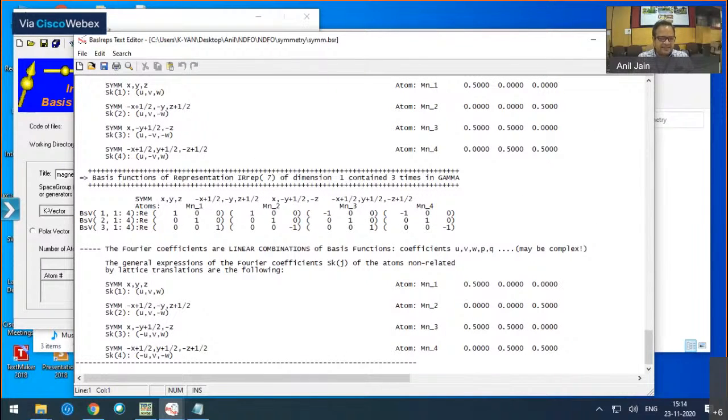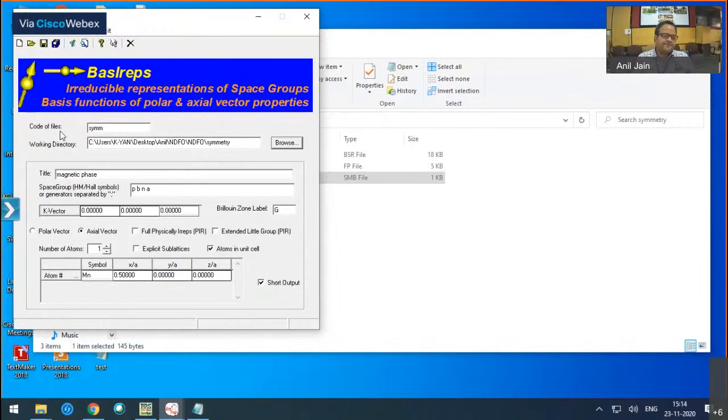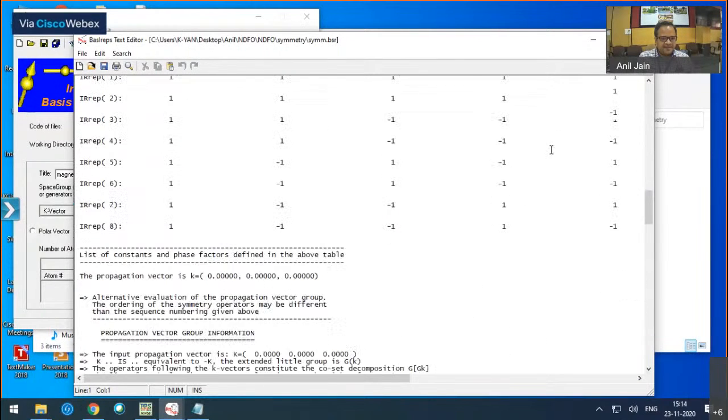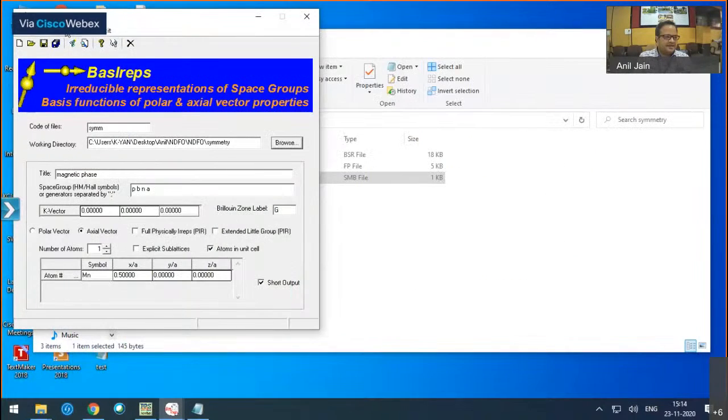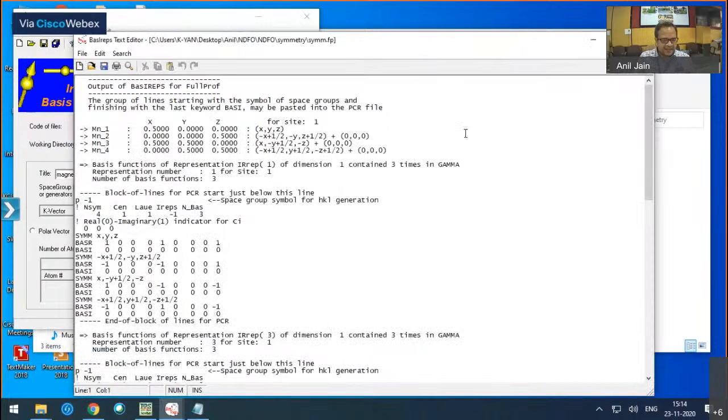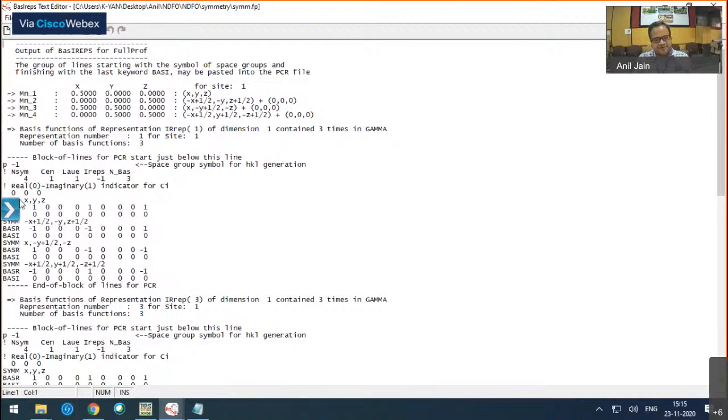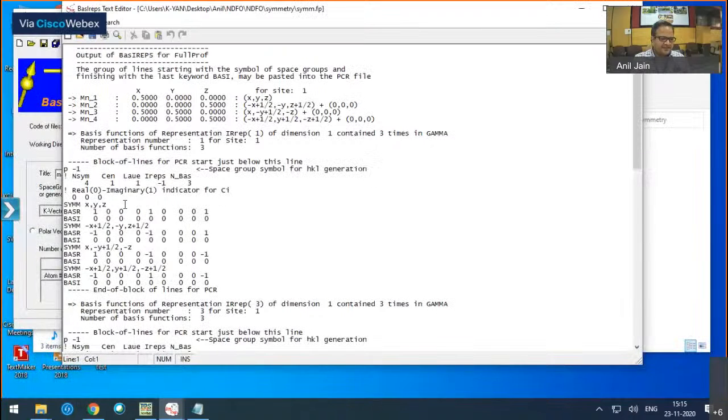So now once I run this file by BasIreps, it is going to generate two files. So I can go in the result. So one is the BSR file and the other is the FP file. So in the FP file, this program does a lot of job for you. So it tells you, if you want to make your PCR file with this basis vectors, so these are the basis vectors now.